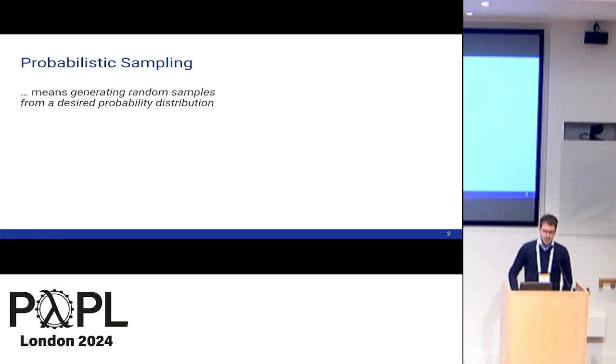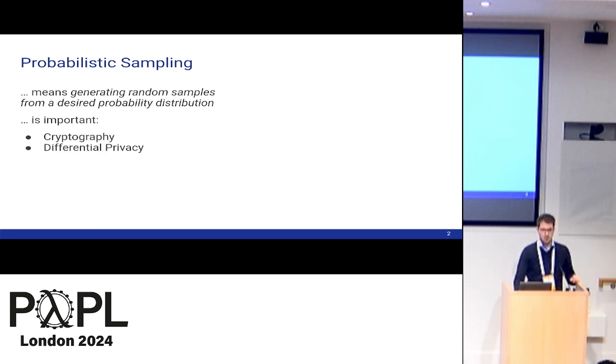Probabilistic sampling means generating random samples from a desired probability distribution. This is important in various areas in computer science, such as cryptography and differential privacy. And it's hard to do correctly. I'll give you two examples of this.